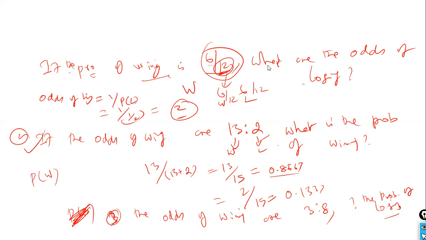Deepa is the one who answered correctly. So 3 is winning and 8 is losing. The probability of losing is 8 divided by 11. That is the probability of losing, right? And the probability of winning is 3 divided by 11, right? Next, we can take this example. The probability of winning is 6 out of 8. What are the odds of winning?